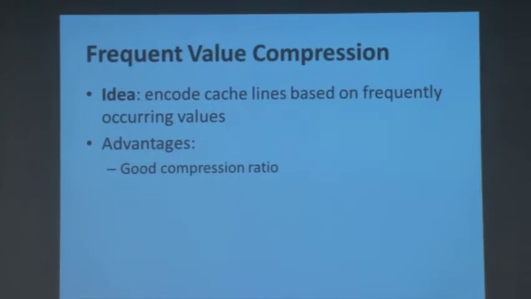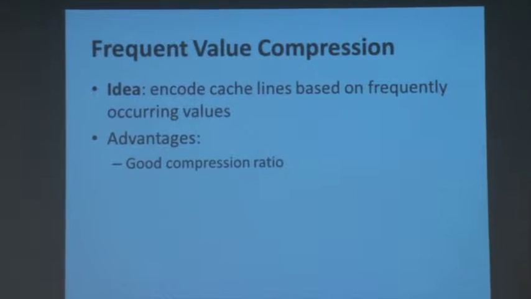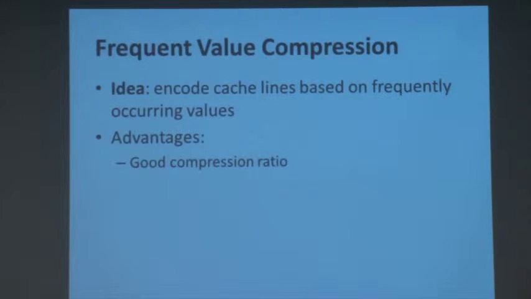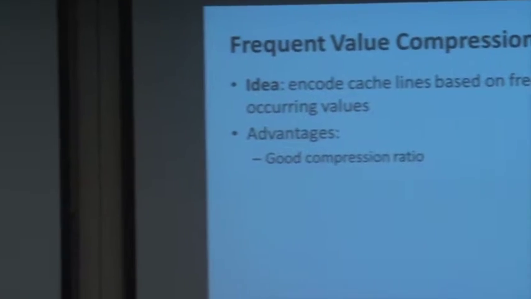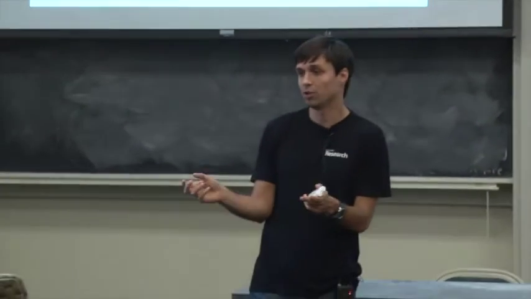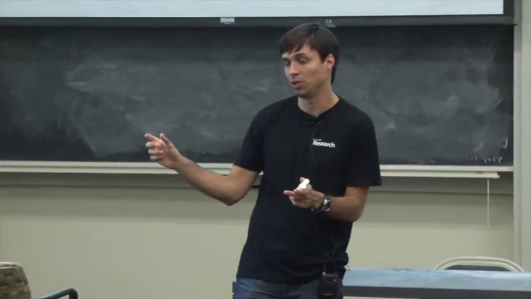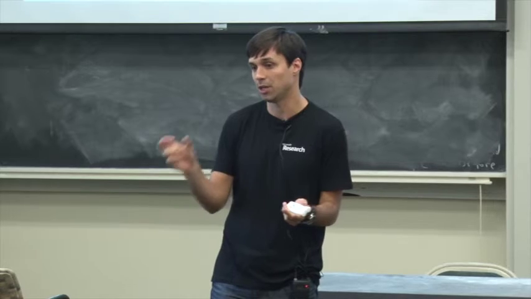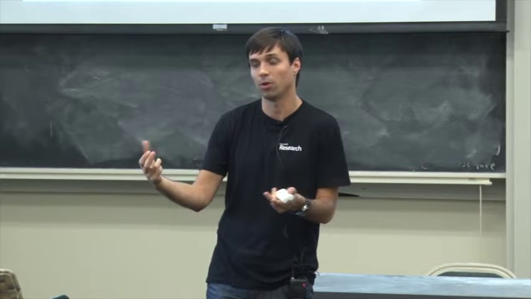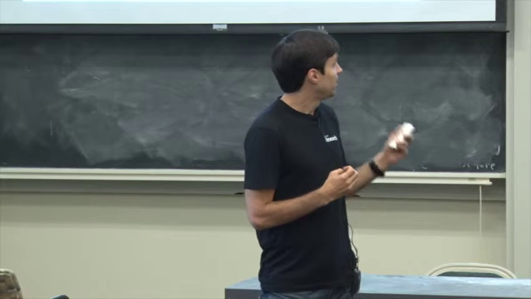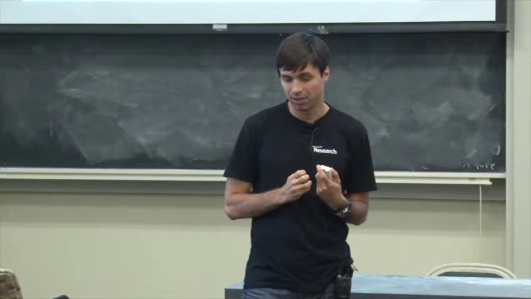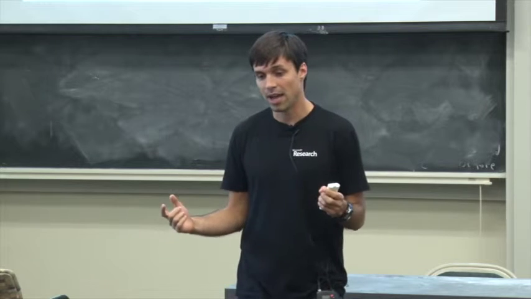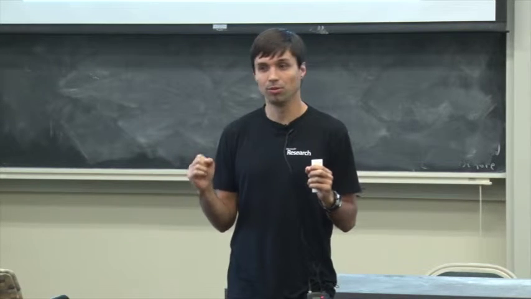The next attempt was something called frequent value compression. Let me describe the idea. People observed that some values, when you run your application, happen to be in the cache or in memory more often than others. Again, zeros, ones, minus ones, some other values, or some masks that you're using. Or if you're running a multimedia application, say black pixels are very common, or blue ones. Then they said, OK, how can we get a benefit of that? Let's try to encode the data based on those frequent values.